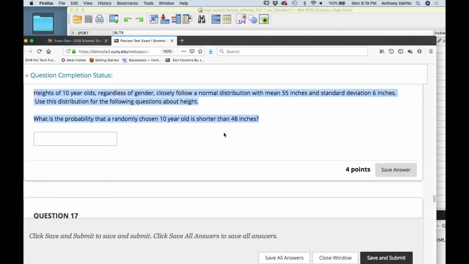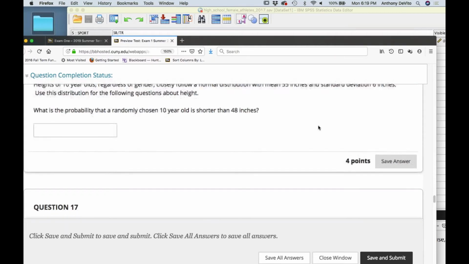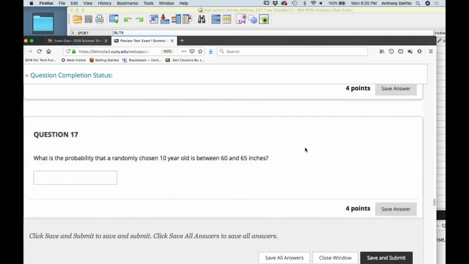So we're dealing with a population here, and we're talking about an individual from that population, not the central limit theorem, which is about repeated samples. What is the probability that a randomly chosen 10-year-old is shorter than 48 inches? Well, that's going to be x, 48 minus 55 over the standard deviation, which is 6. So that'd be negative 7 over 6, which is a z-score of about negative 1.1. So we'd go to the z-table, look up a z-score of negative 1.1, and it'll probably be about 14%, 0.14, somewhere in that area.